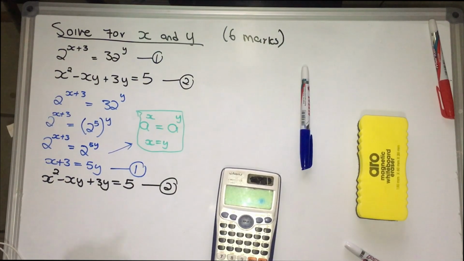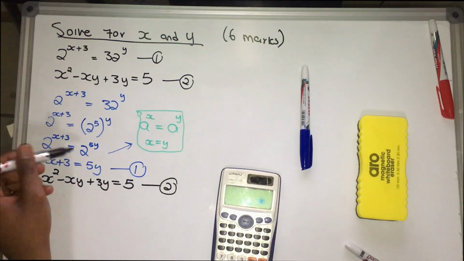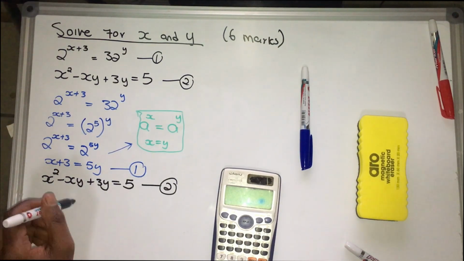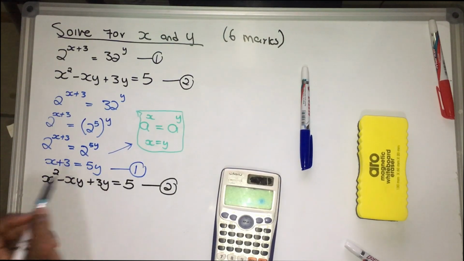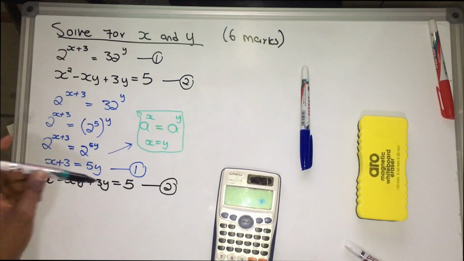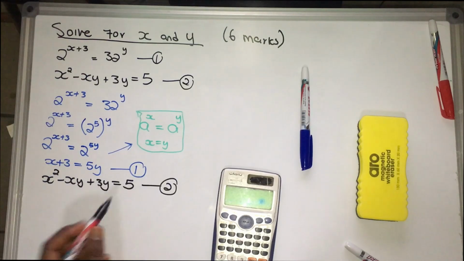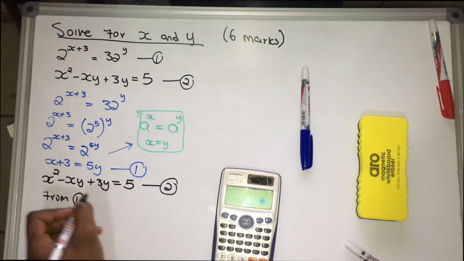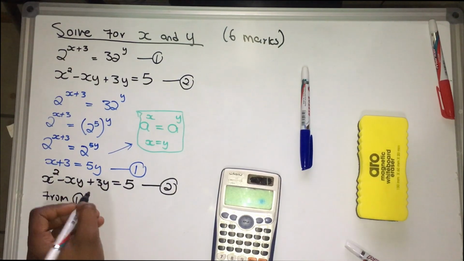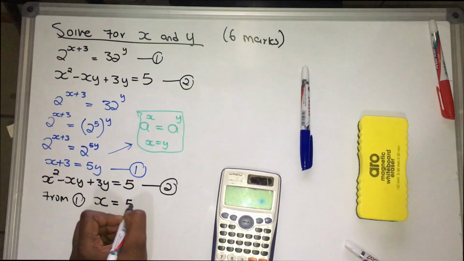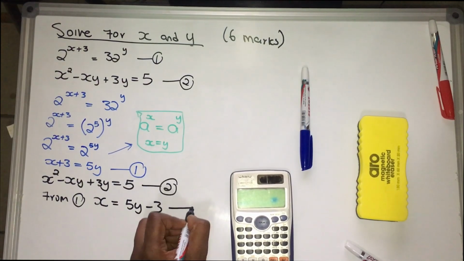Okay, so now we have two equations and two unknowns. That's how we're going to solve this problem. Our first approach is to make x or y the subject of the formula. It doesn't matter which equation we choose, but it's easier to choose the simpler one. In this case, equation 1 is simpler than equation 2. So from equation 1, we move the 3 to the other side: x equals 5y minus 3.